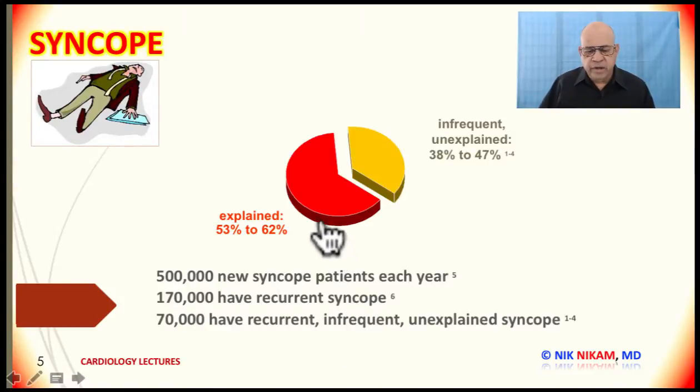And interestingly, 50 to 60% of the syncope can be explained by a process of elimination, but unfortunately, 35 to 45% of the time, the syncope may be infrequent and they may go unexplained. So, this is a very large troubling number. This is what we would like to reduce. So, we should be able to diagnose more and more patients with syncope because they all need help.